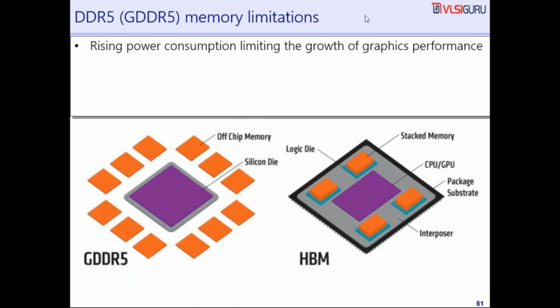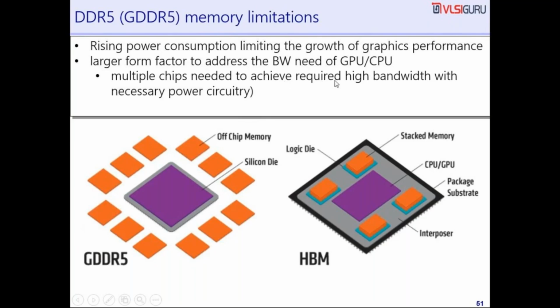Okay. So let us now understand some of the limitations of the DDR or GDDR. The rising power consumption is limiting the growth of graphics performance. Since these are kept at a far location, that results in a large power drop, voltage drop, which essentially results in increased power consumption, and also a large form factor to address the bandwidth need for GPU and CPU. And multiple chips are needed to achieve the required high bandwidth with the necessary power circuitry. It is not ideal for on-chip integration. Okay, these are some of the limitations of the DDR5.